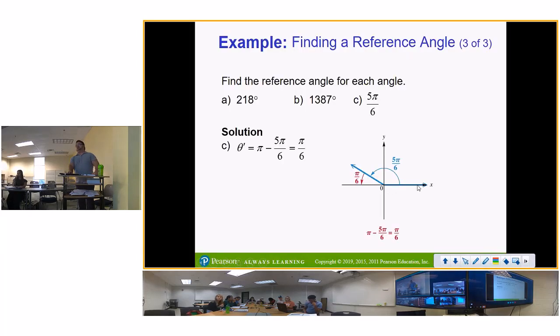Is that a test question? It could be. I could, especially this one, put B as a test question.